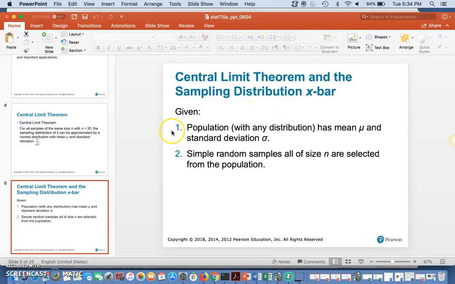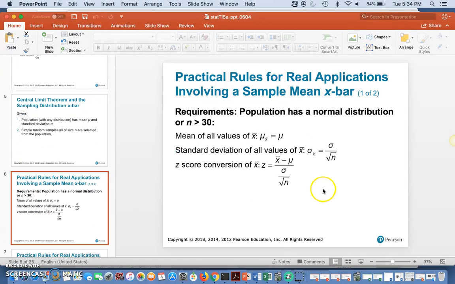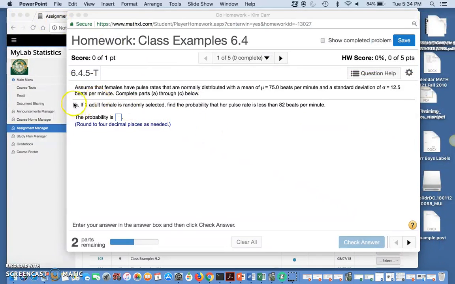Okay, what does it say? The population with any distribution has a mean, mu, and a standard deviation. Simple random samples of all size n are selected from the population. And then you should have the population normally distributed, or n should be greater than 30. So that's kind of the information that you mainly need for this section.